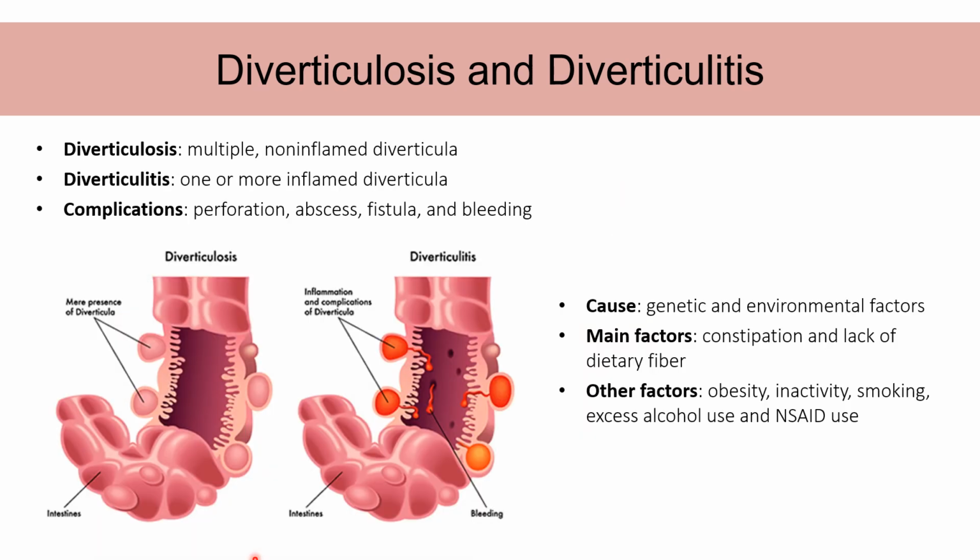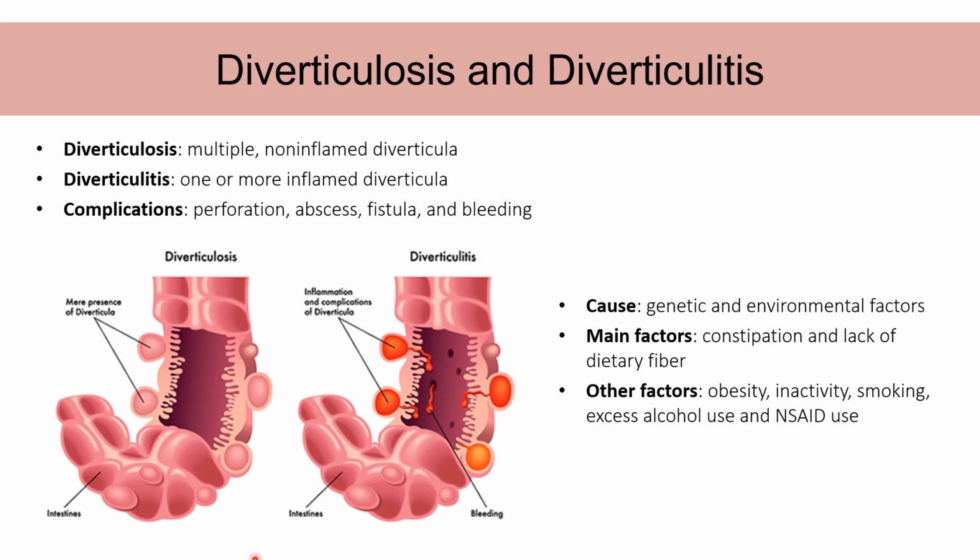So again, diverticulosis refers to multiple non-inflamed diverticula. Diverticulitis is one or more inflamed diverticula. Okay, so one is not inflamed, one is inflamed. Complications that can happen are perforation, so a hole, abscess, so a fluid-filled sac with pus, fistula, and bleeding. The cause of this is both genetic and environmental.